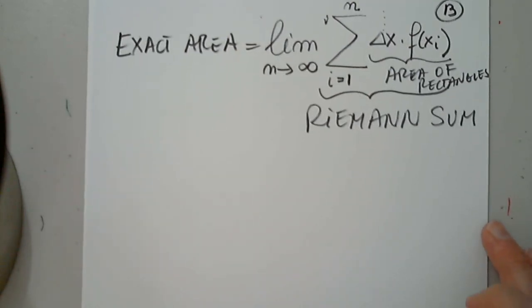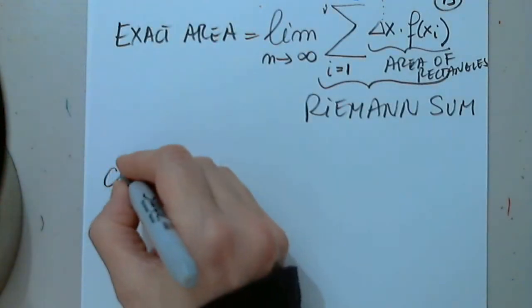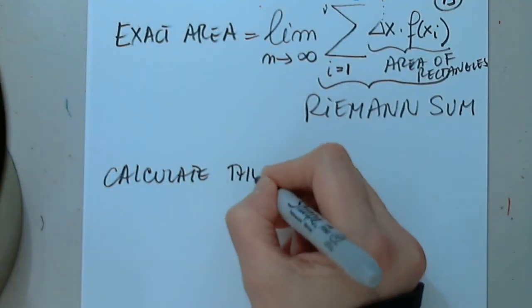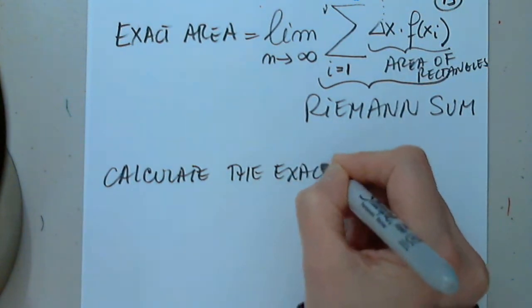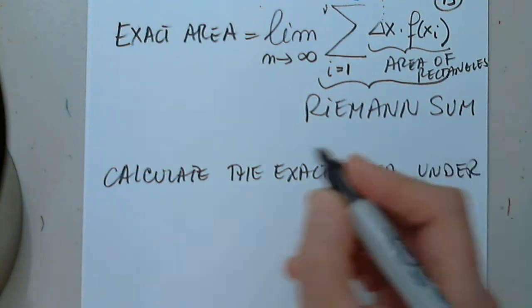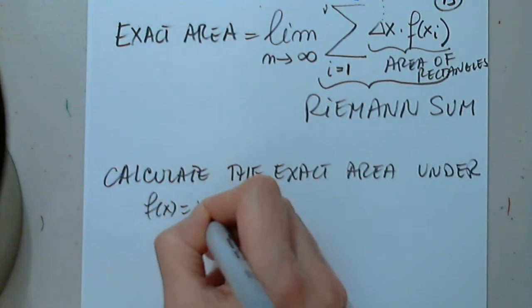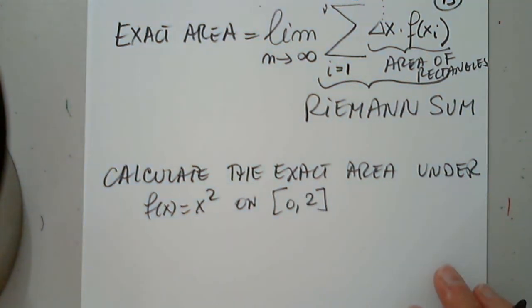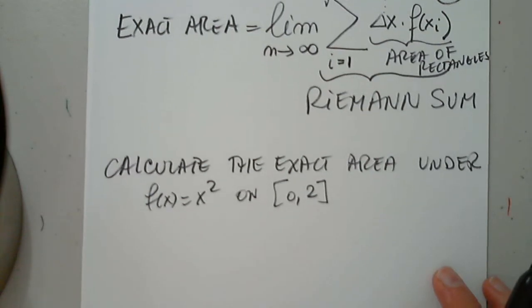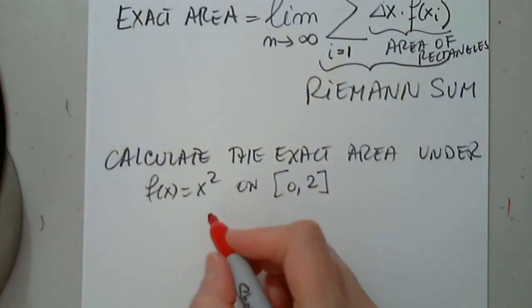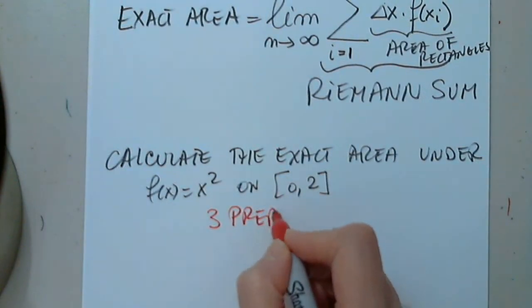Okay, now we are ready to calculate the exact area under f of x equals x squared on 0 to 2. Of course, using the limit of the Riemann sum. Okay, we have 3 preps. 3 preparations.